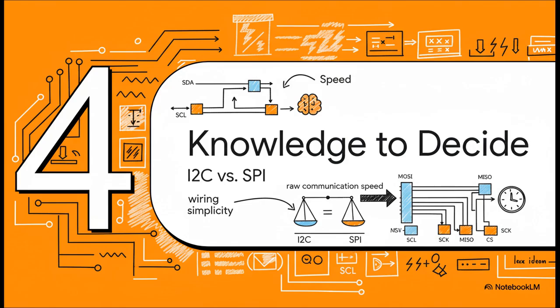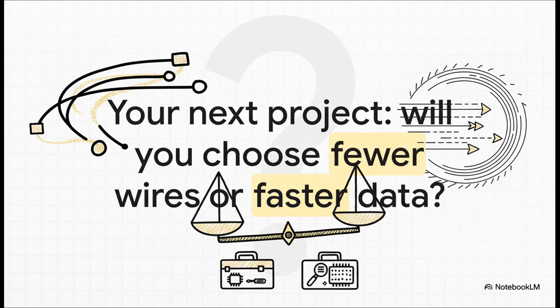You can now actually look at a project's requirements and make a really informed decision. You get the fundamental trade-off: the wiring simplicity and pin saving of I2C versus the raw, unadulterated communication speed of SPI. So the final question really is for you. For whatever you're building next, what matters more? Saving every last precious pin on your microcontroller or pumping every last bit of data through per second? The choice is yours, and now you have the tools to make it wisely.